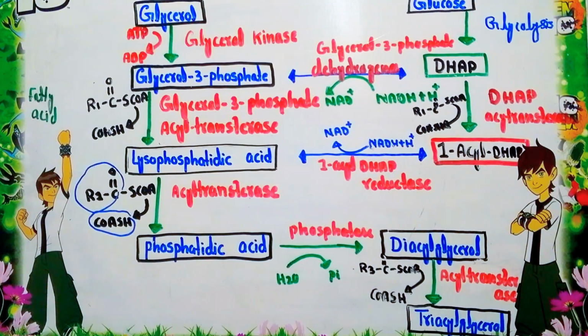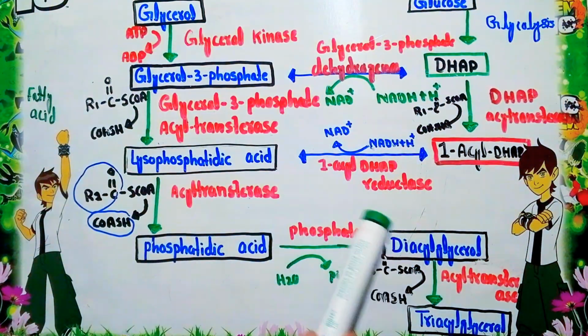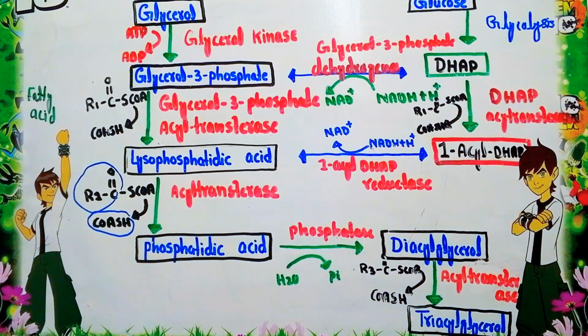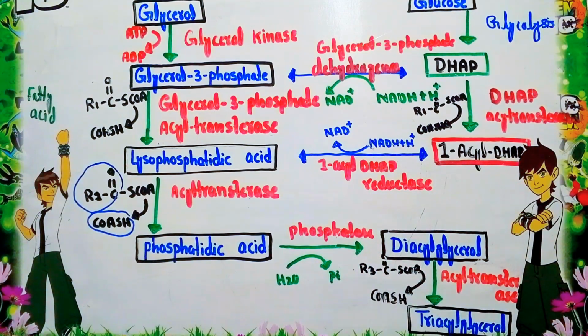diacylglycerol. Now, triacylglycerol possesses three acyl groups, so here the third acyl group is added. The acyl transferase enzyme again acts on the acyl coenzyme A and releases the acyl group. This acyl group is attached to the diacylglycerol. As a result, the diacylglycerol is converted into triacylglycerol.